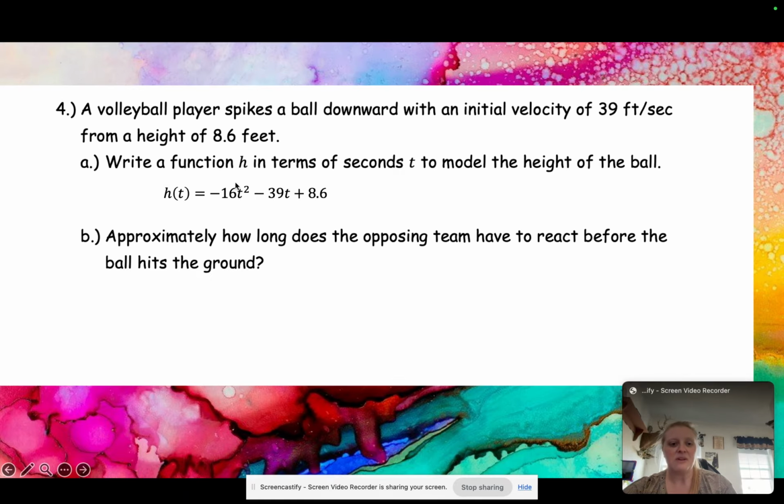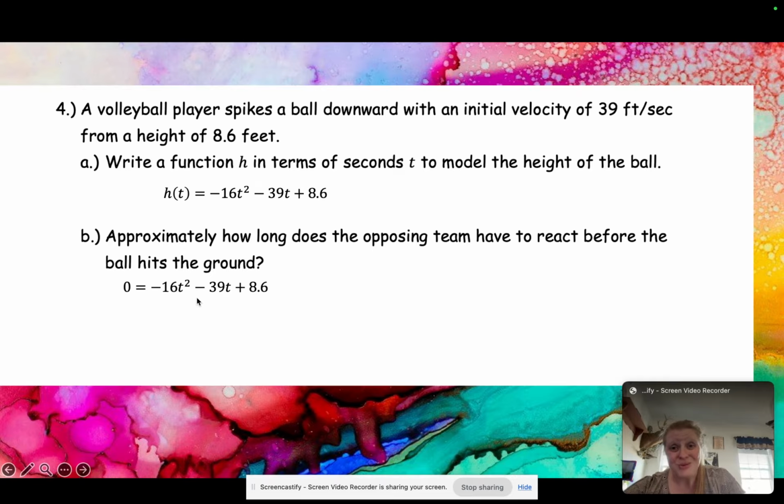So we're always going to have this part. We're going to plug in our initial velocity and our starting height. Because it's downward, we're using the minus symbol. And letter A is done. Letter B is saying, how long does the opposing team have to react before the ball hits the ground? So there's the word ground, which means we're going to equal the problem to 0.